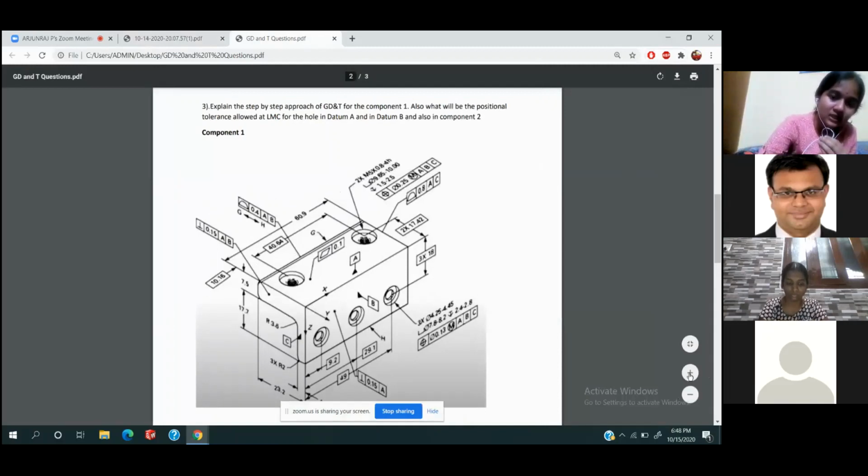From the question, the hole in datum B is of size 9.65 to 10. So 9.65 is the minimum limit and 10 is the maximum limit. When you are considering the maximum material condition, what value do you need to assume, 9.65 or 10? 9.65, because when the hole is of 9.65 diameter, there is more metal to it. So that is the maximum metal condition for the hole.